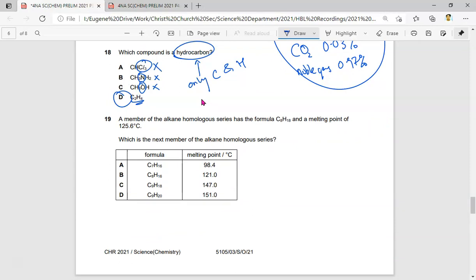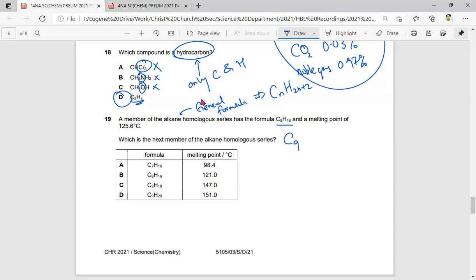Okay, next, 19. A member of the alkane homologous series has a formula of C8H18 and a melting point of 125.6 degrees Celsius. Which is the next member of the alkane homologous series? So first thing, you need to know the general formula for alkane. General formula for alkane is actually CnH2n+2.